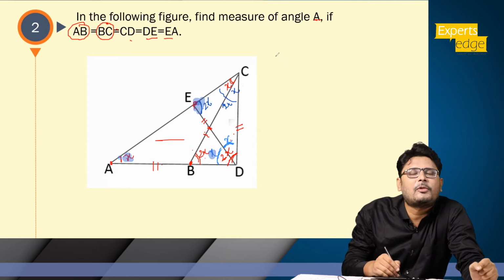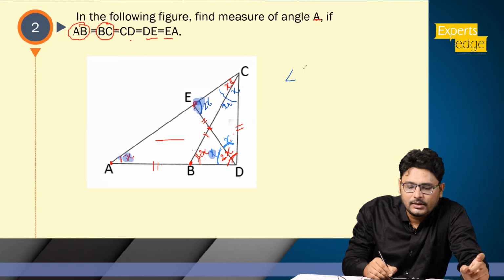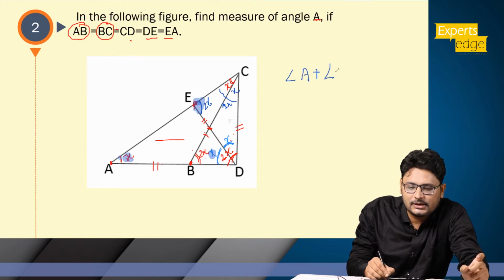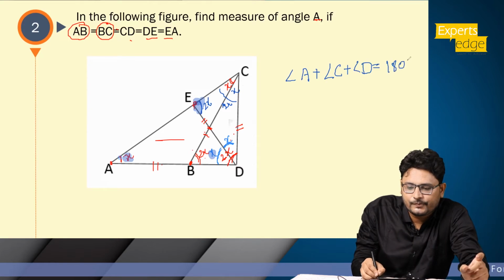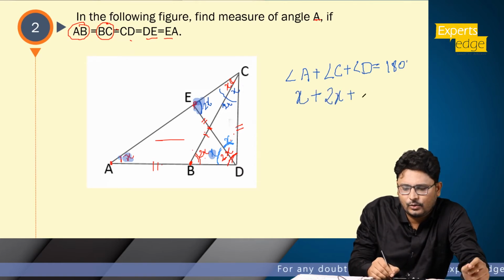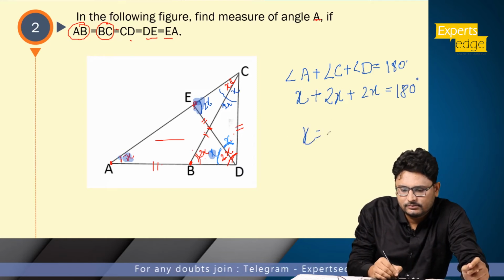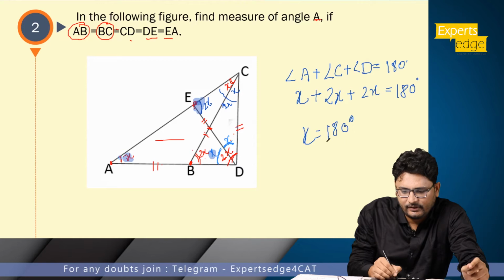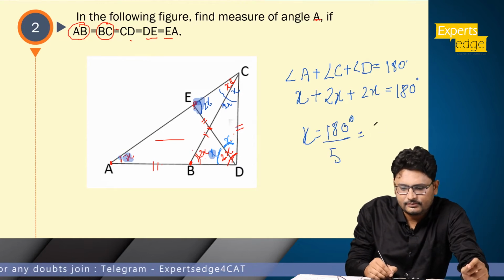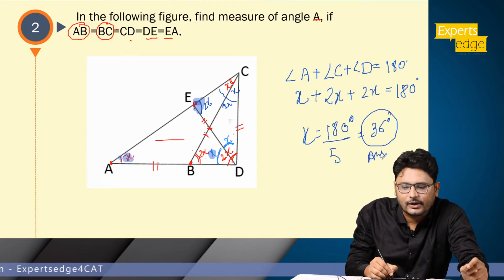I know the sum of angles of a triangle is 180 degrees. So angle A plus angle C plus angle D should be equal to 180 degrees. What is angle A? Angle A is nothing but x. What is angle C? 2x. And angle D is 2x. That is equal to 180. So how much will x come to? 180 degrees by 5. 36 degrees should be the answer. Okay, so I hope this is clear.